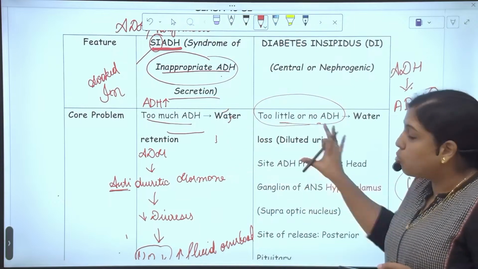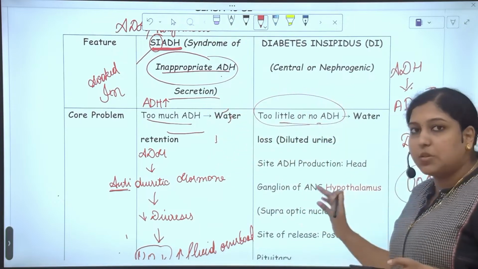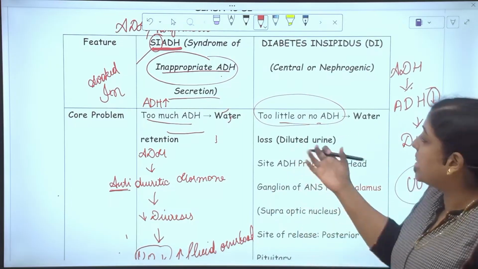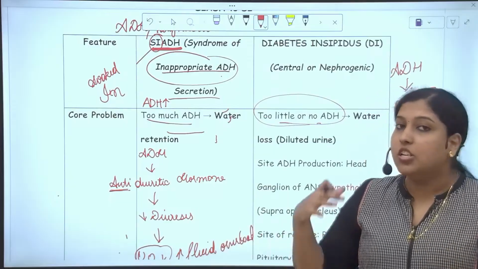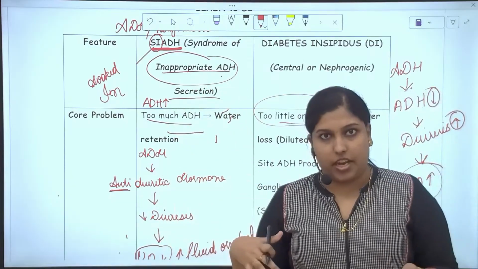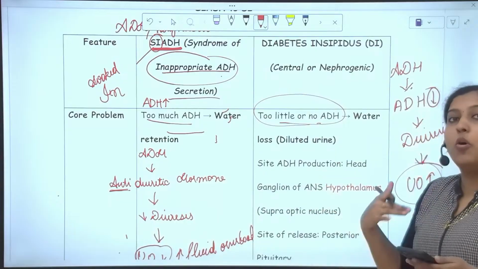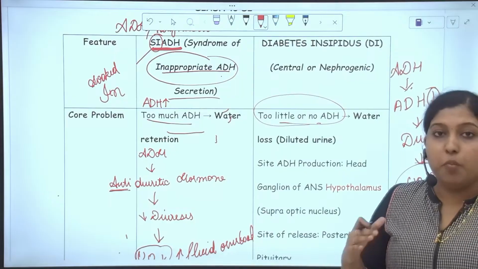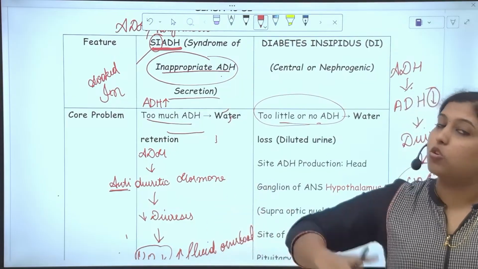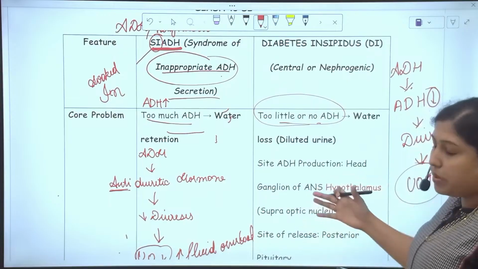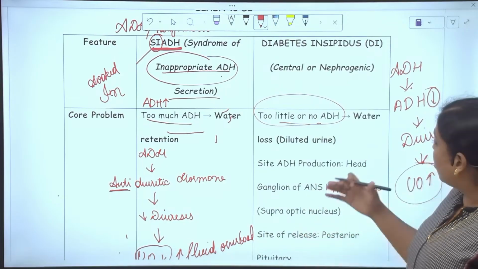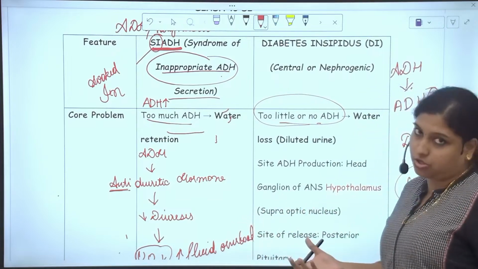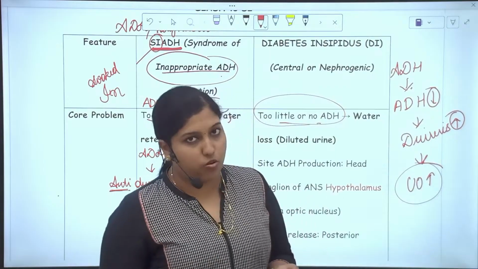So here there are two conditions, SIADH and diabetes insipidus. In SIADH, there is too much ADH, which in turn causes excessive water retention in the body. Just remember, SI, soaked inside, right? On the other hand, in diabetes insipidus there is very little ADH because of nephrogenic origin or central origin. We will be discussing the causes in future. So in diabetes insipidus there will be excessive urine production because of excessive diuresis, right?